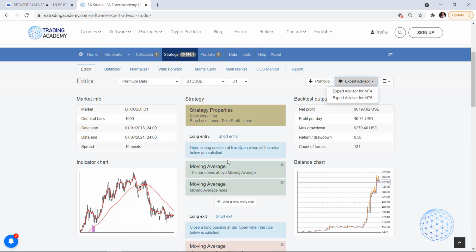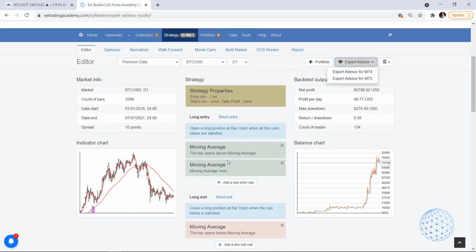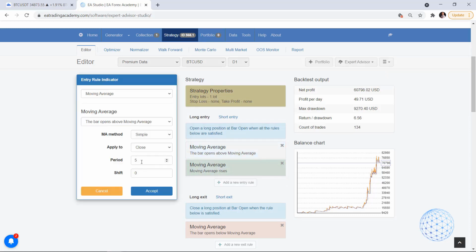Now, what I want to show you here is the strategy that I have explained so far. So we have the entry conditions here. You can see that we have moving average with period of 5 with the condition the bar opens above moving average.